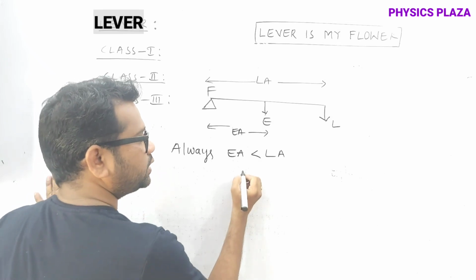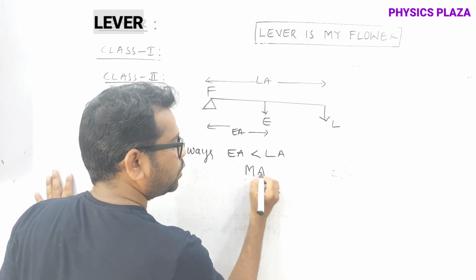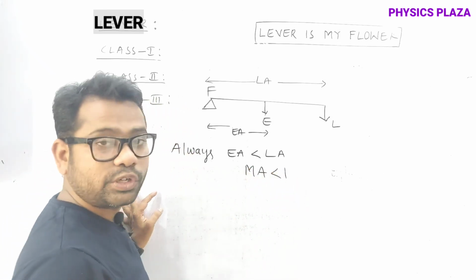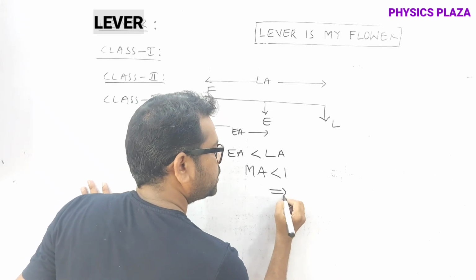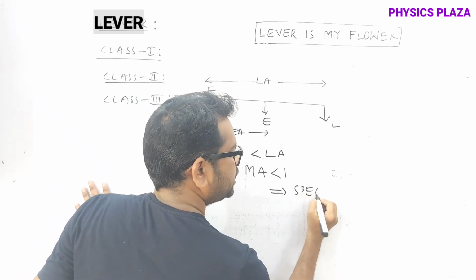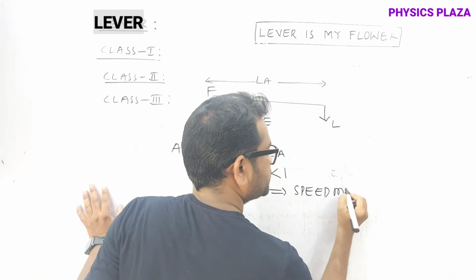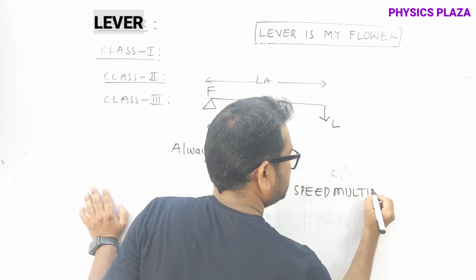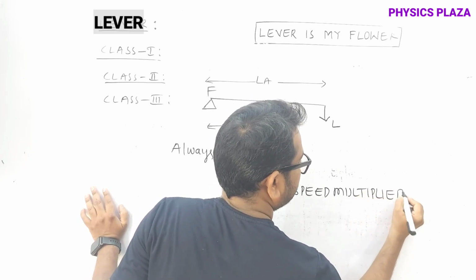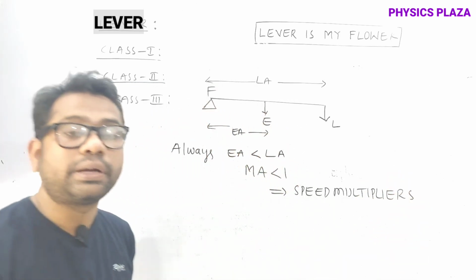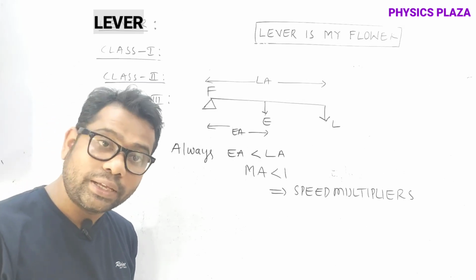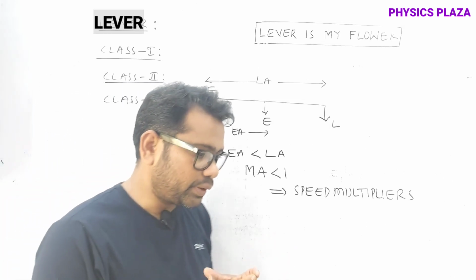So here, the mechanical advantage is always less than 1. Which means class 3 levers always act like speed multipliers. Is that clear?